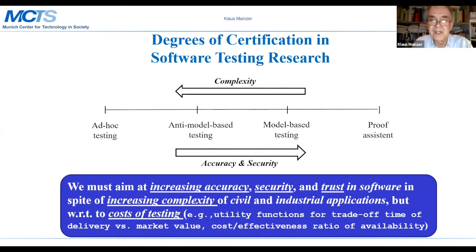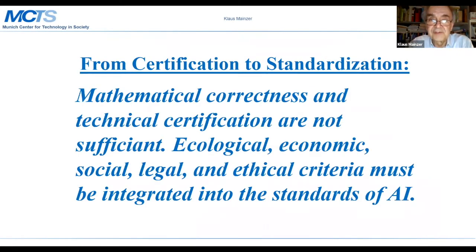So we must aim at increasing accuracy, security, and trust in software engineering in spite of the increasing complexity of civil and industrial applications, but with respect to the costs of testing. And costs of testing means utility functions of trade-off of time, delivery versus market value, or cost-effectiveness ratio of available products.